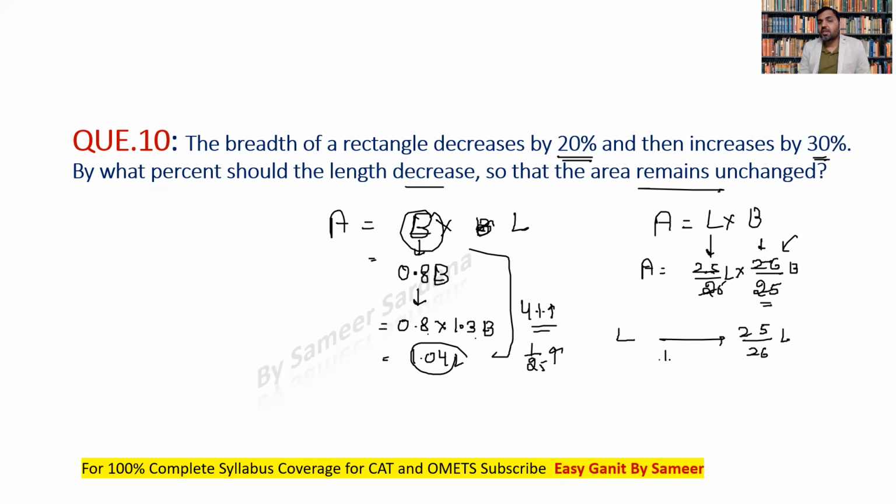Now what you are doing is decreasing it by 1 by 26. What is 1 by 26 in terms of percentage? You know that 1 by 13 is 7.7%, so 1 by 26 will be equal to 3.85%. So the length goes down by 3.85%. To keep the area the same, you need to decrease the length by 3.85%. That's the correct answer to the question.